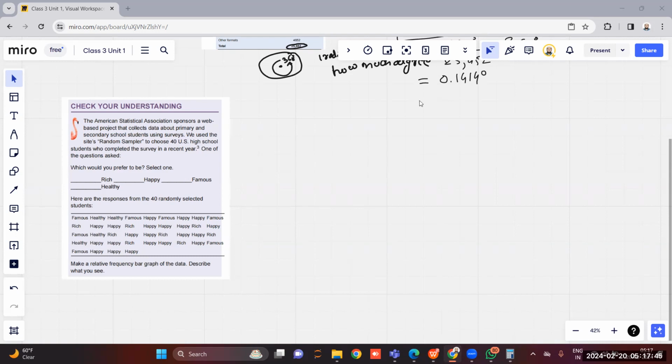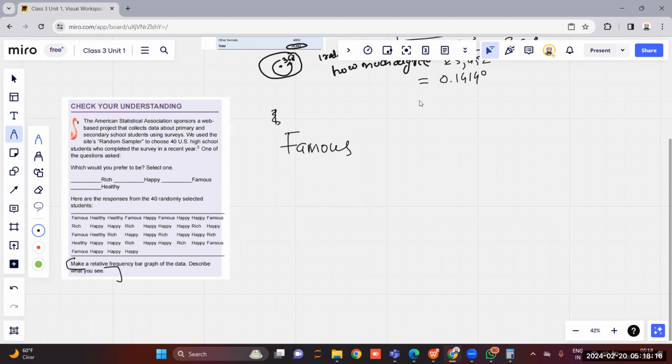So first of all, we'll make a table of it, as we have to make a relative frequency bar graph of the data. So we have to make a frequency table here. There are 40 students, the Americans. So I'll take the students who have chosen famous. One is the famous thing.